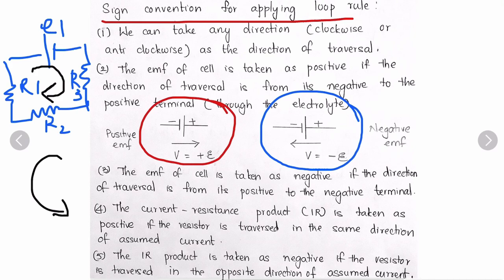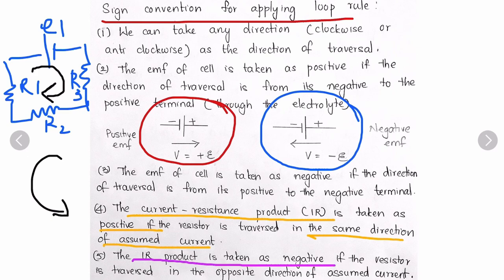Then the fourth point: the current-resistance product IR is taken as positive if the resistor is traversed in the same direction as the assumed current. Whatever the current direction is, that is your assumption. And finally, the last point: the current-resistance product is taken as negative if the resistor is traversed in the opposite direction of the assumed current.